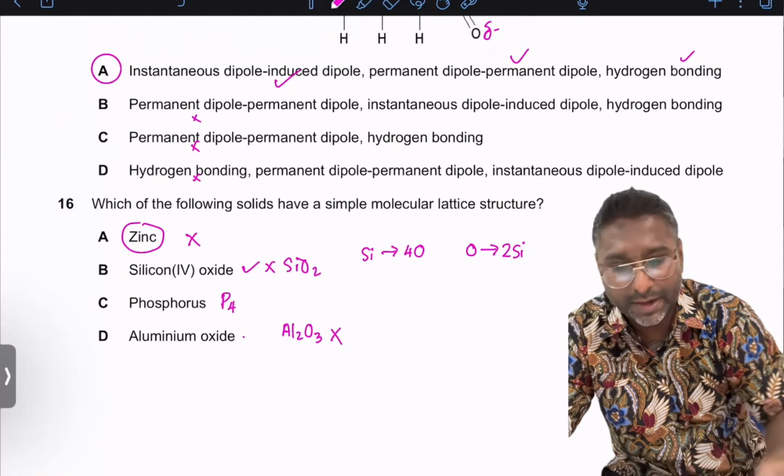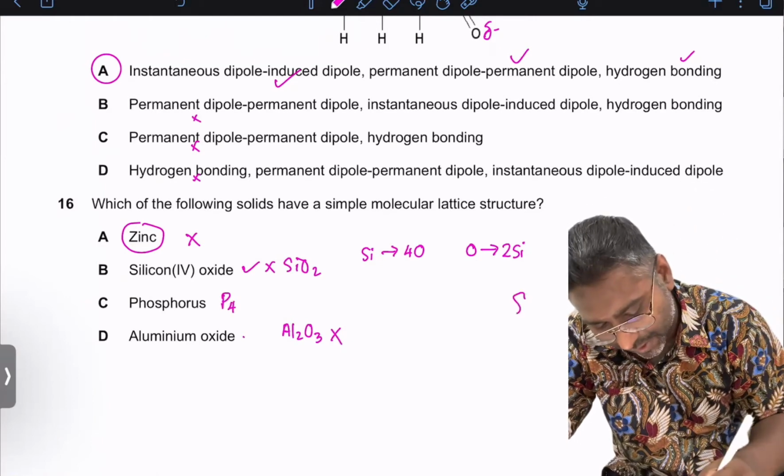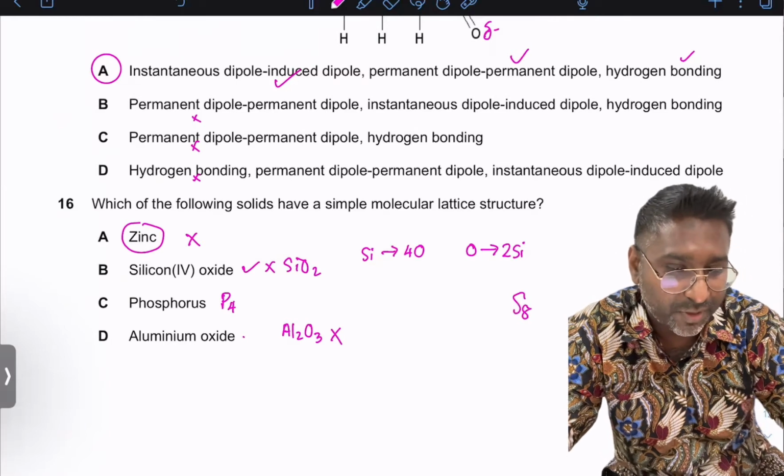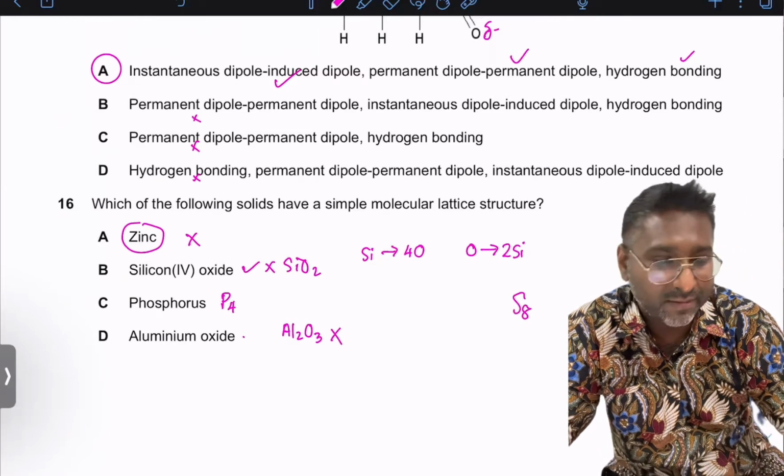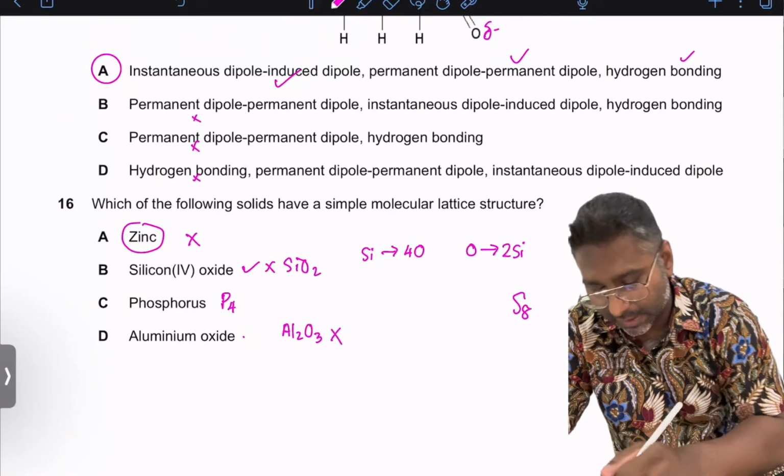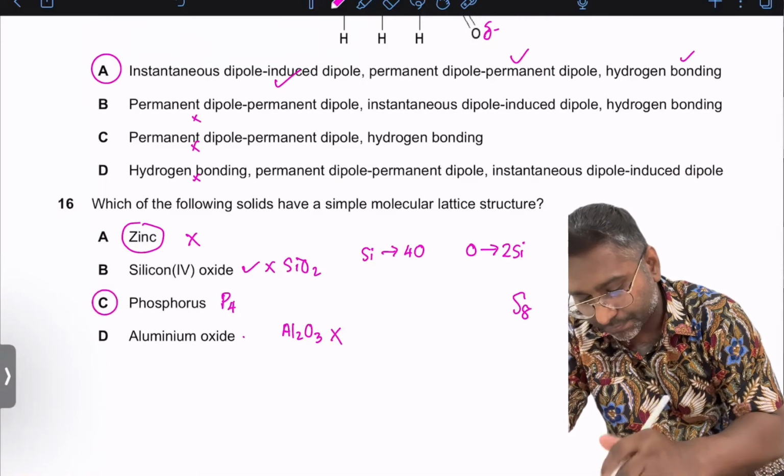Phosphorus, on the other hand, is P4, similar with sulfur, S8. All these are going to be molecules of 4 atoms of phosphorus and so on, so they are simple molecular lattices. So the answer is going to be C.